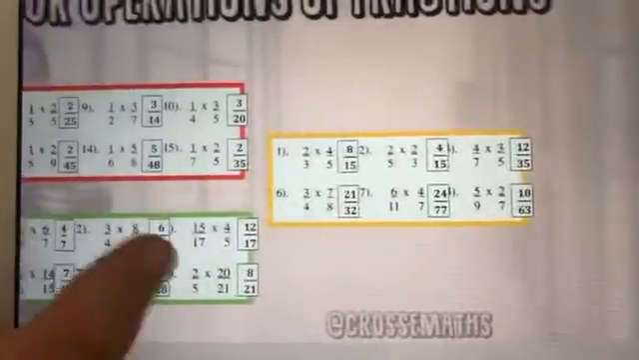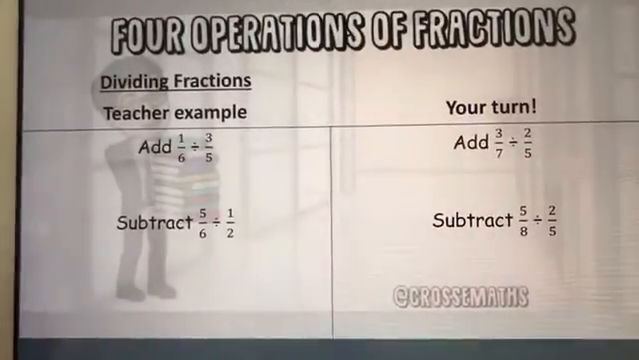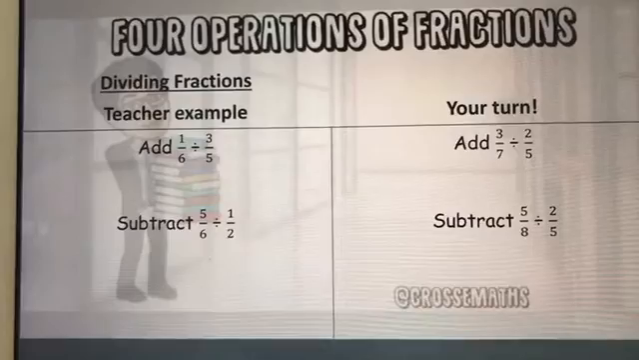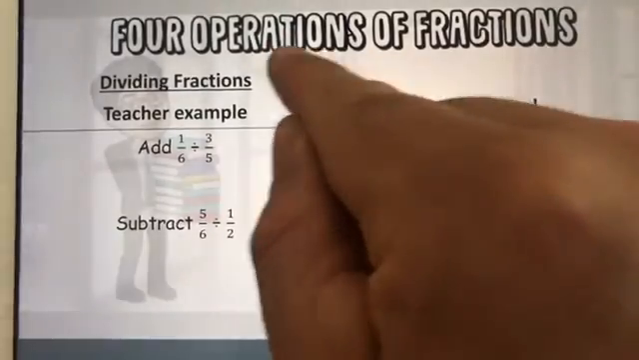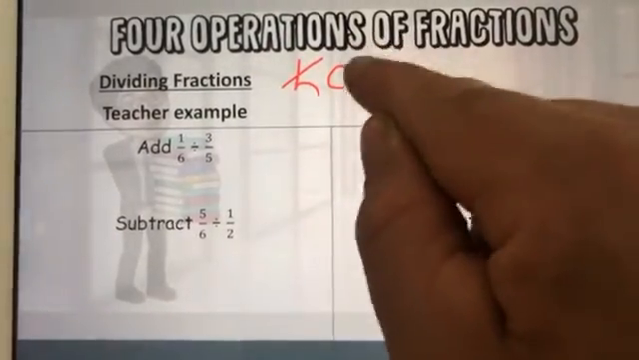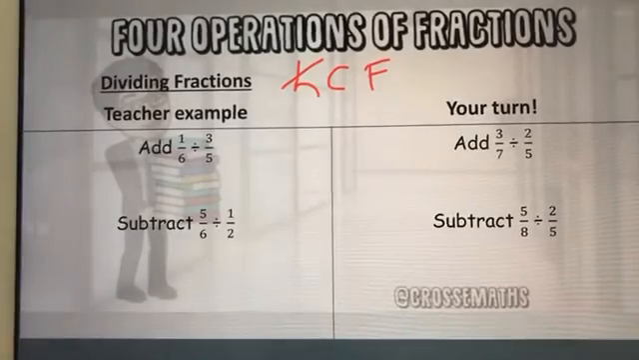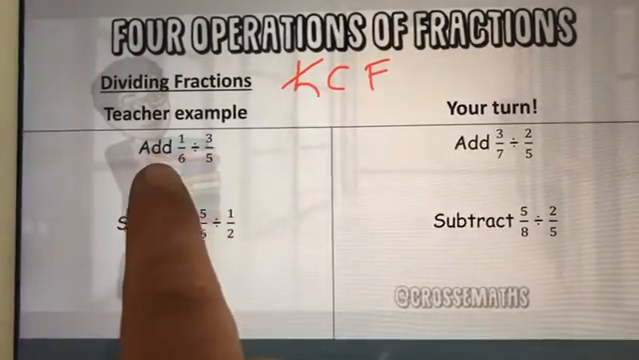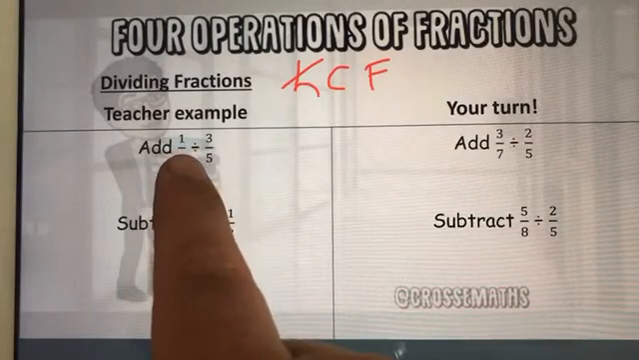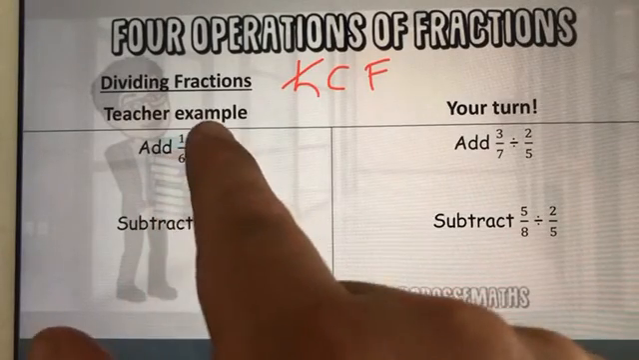Right guys, cool. So, very last one, okay? This is the one that people find the most difficult usually, but all you've got to remember is keep, change, flip. Okay, KCF, think of like KFC, okay? Keep, change, flip. You're going to keep the left-hand one the same, you're going to change the middle bit to a times, and you're going to flip the right-hand one upside down.